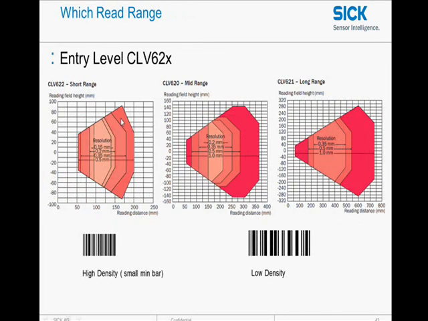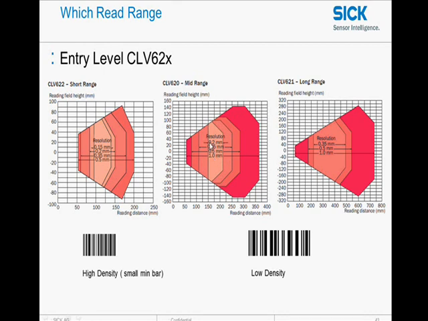Okay, so this is showing you a few of the charts, showing you the read range. So the entry level, the CLV620, we have a short range device, or I call that the high density. You can see it works from maybe 50 millimeters out to 200, but particularly it works with a 0.15 mil cell size, and it'll work from 100 to 150. So you only got a 50 millimeter depth of field. That's the high density. Or we've got the CLV620 standard or mid-range, whichever you'd like to call it.